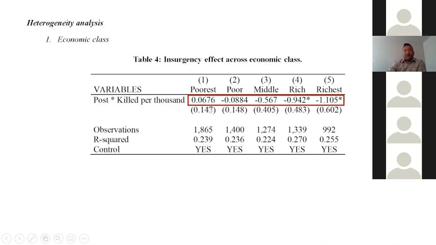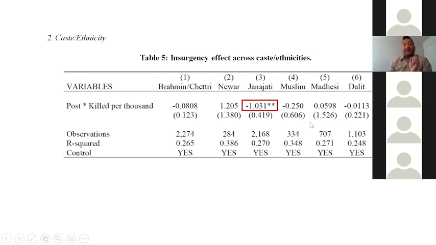Okay, sure. This result shows that as the wealth index increases, the effect on the children also increases. This shows that the dynamics of class struggle were really happening in the insurgency time. And in the effect across caste and ethnicity, I can see that among Janajatis there was a very huge magnitude of negative effect on the health of the children in the Janajati community.